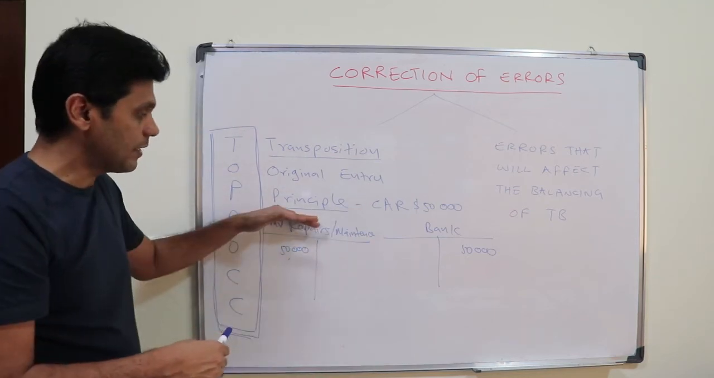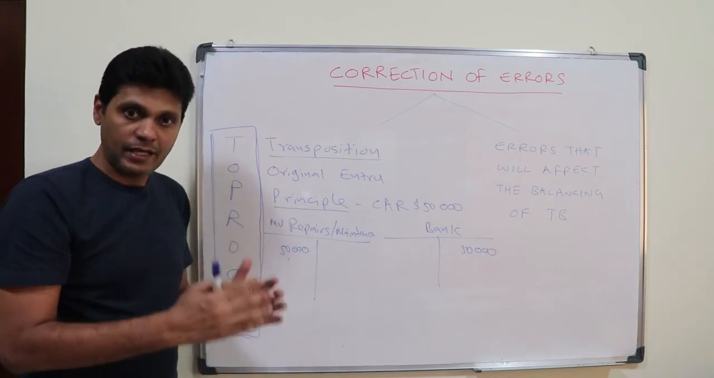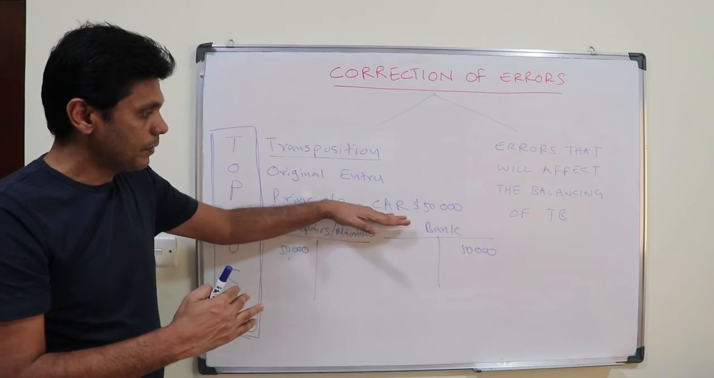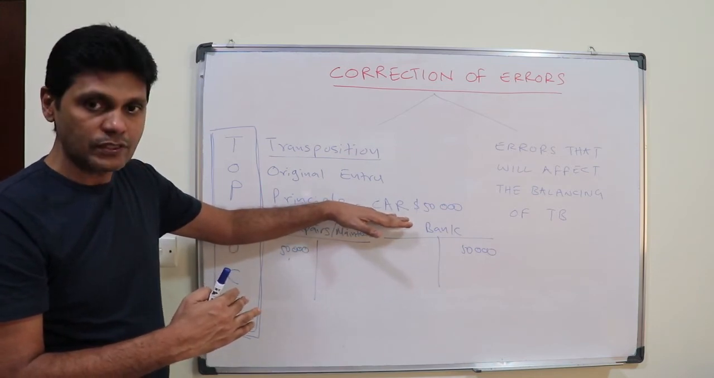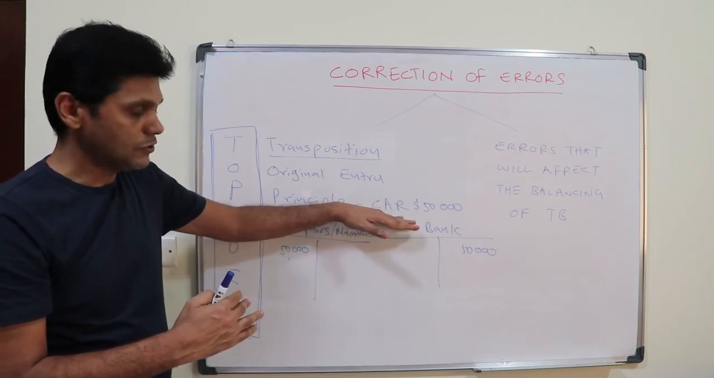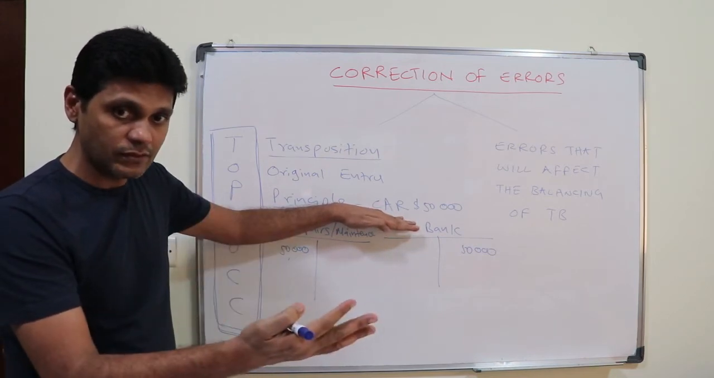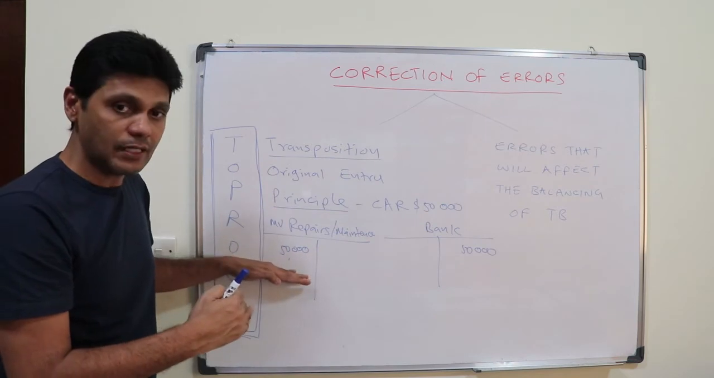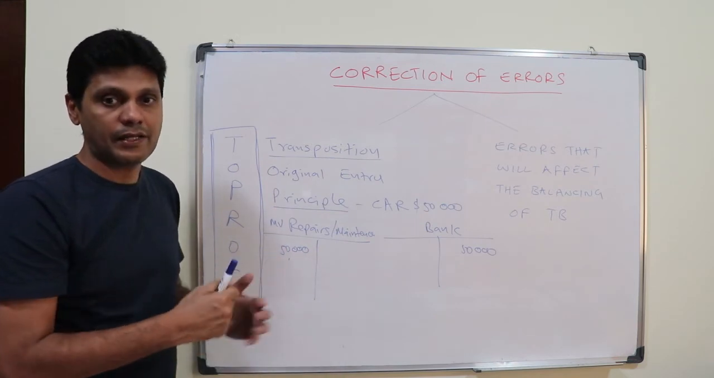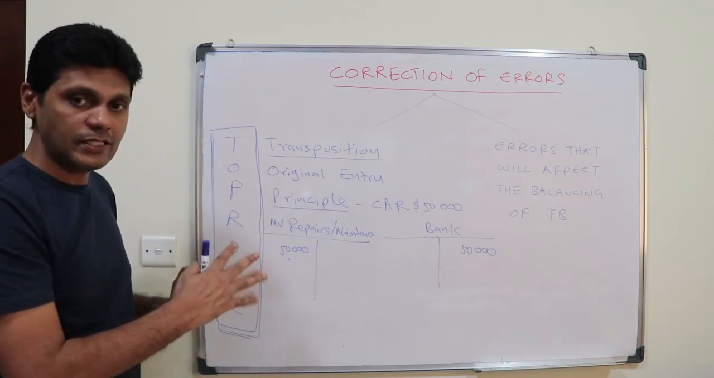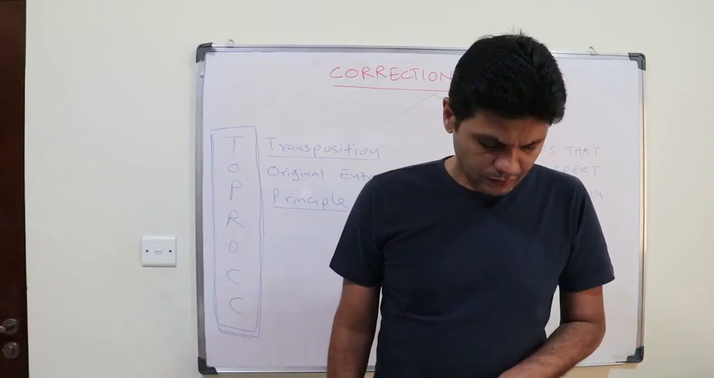So these kinds of errors are known as errors of principle. In this example, you purchased a car for 50,000. So this has to be recorded under the motor vehicle asset account. If you charge it to repairs and maintenance, it's a principal error. You understand? So these kinds of errors are known as errors of principle.